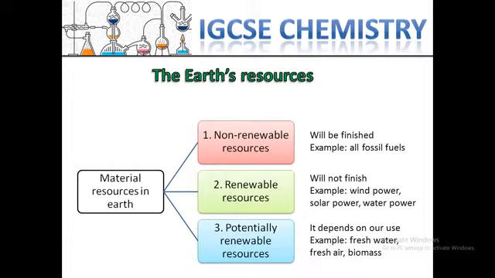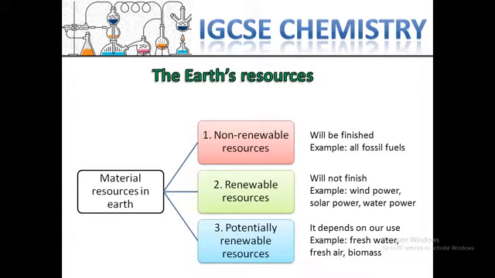And another one is renewable resources. Renewable resources will not finish, like wind power, solar power and water power. I will show you some pictures on the next slide, and I will explain more about these resources. And then the third one is potentially renewable resources.